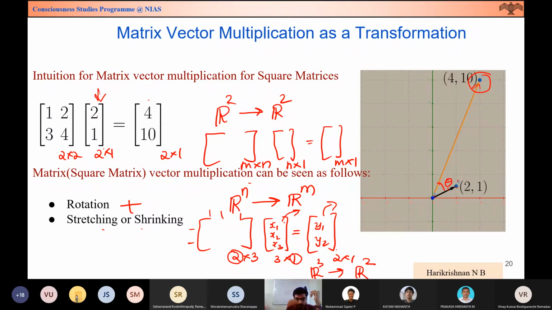But luckily, in the case of square matrices, the transformation is actually limited to that space itself. You are not going to any other space. If it is R power 2, it will always remain R power 2. It is never going to be in R power 3 if the matrix is a square matrix of size 2 cross 2. So you can see it as a rotation plus stretching or shrinking. But in general, we can understand it as a transformation, a mapping from R power n to R power m.